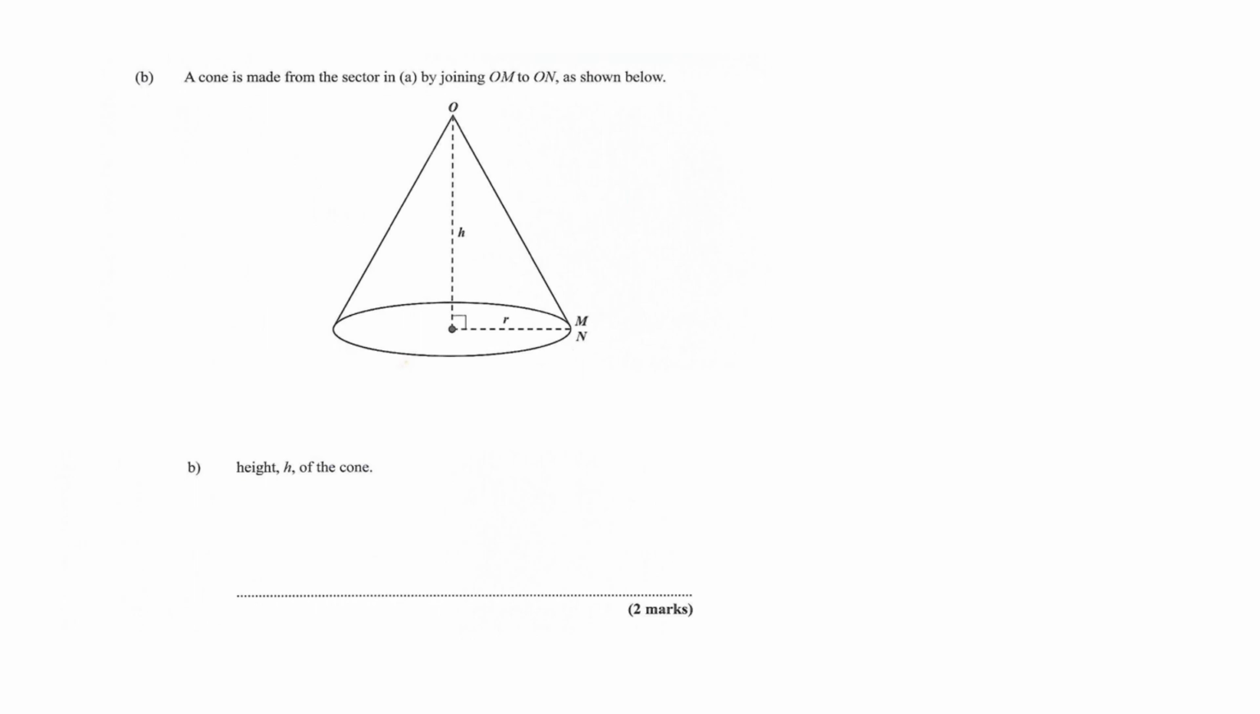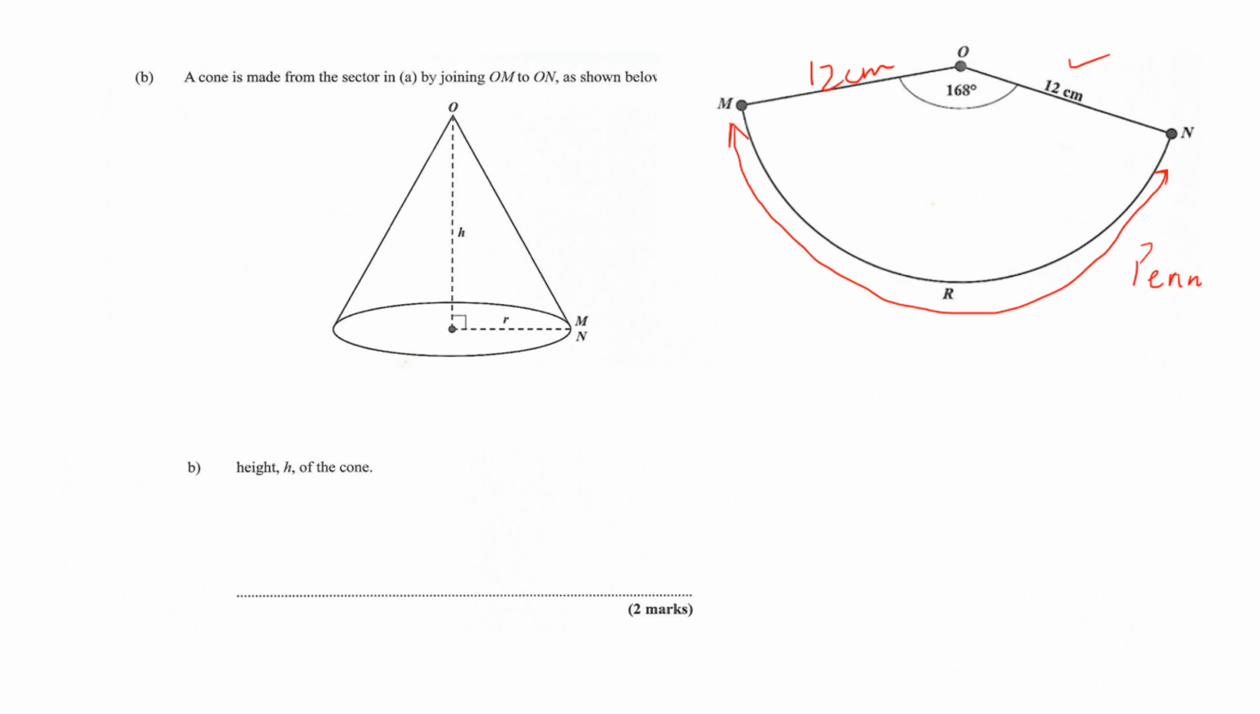Now we have the second part of part B, the height h of the cone. So we're going to find the height now. Let's look back at the diagram. We need to recognize that OM is 12 centimeters, and we worked out the radius as 5.6 centimeters. So we have a right angle triangle.